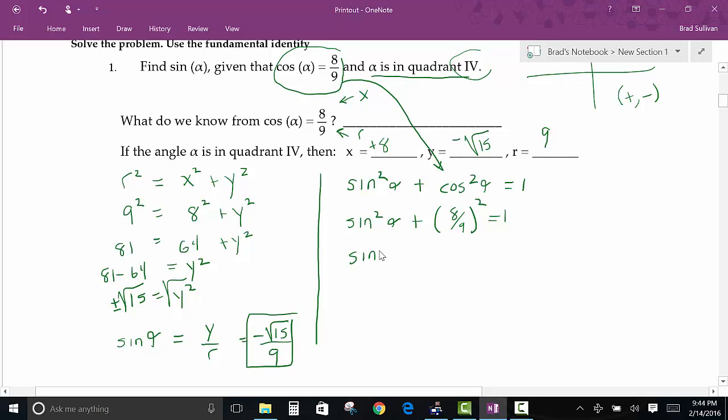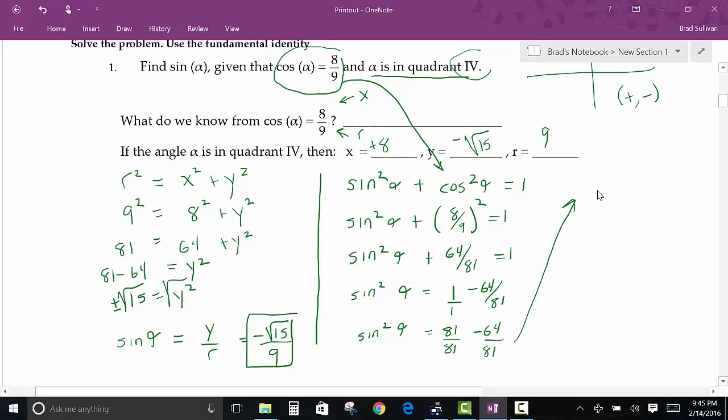That's going to leave you with sine squared alpha plus 64 over 81 equals 1. Now I can subtract that from both sides to get sine squared alpha equals 1 minus 64 over 81. I can get a common denominator and write that as sine squared alpha equals 81 over 81 minus 64 over 81. So now I have sine squared alpha is equal to 15 over 81.